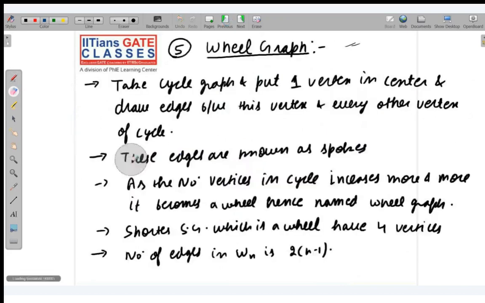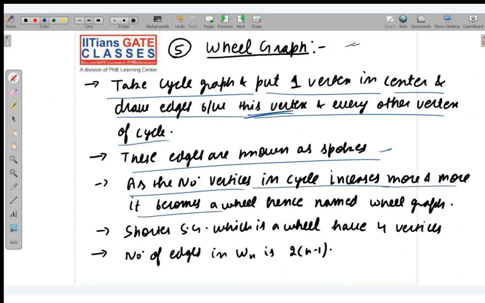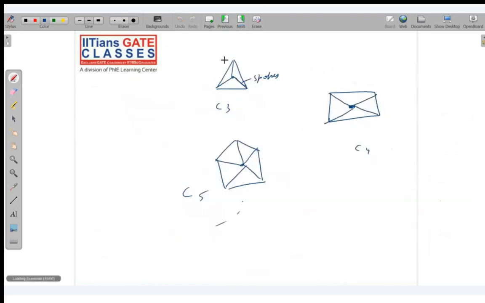Now see this. Take a cycle graph and put one vertex in the center and draw edges between that vertex and every other vertex of the cycle. Okay, between this vertex and every vertex of the cycle, we will get a wheel graph. These edges are known as spokes. As the number of vertices in the cycle increases, it will more and more become a wheel, hence the name wheel graph. The smallest simple graph which is a wheel has 4 vertices. See this, we will call it W4. We will call it W5. We will call it W6.